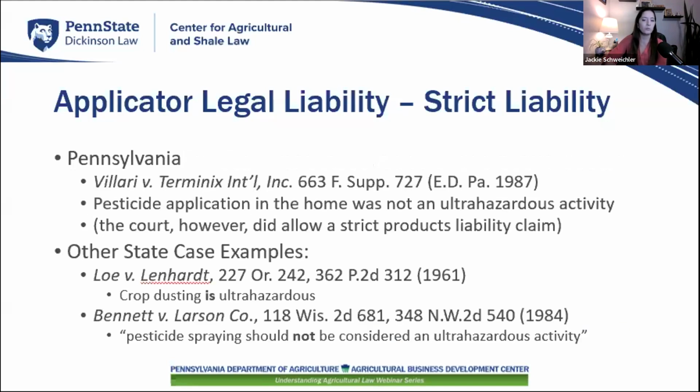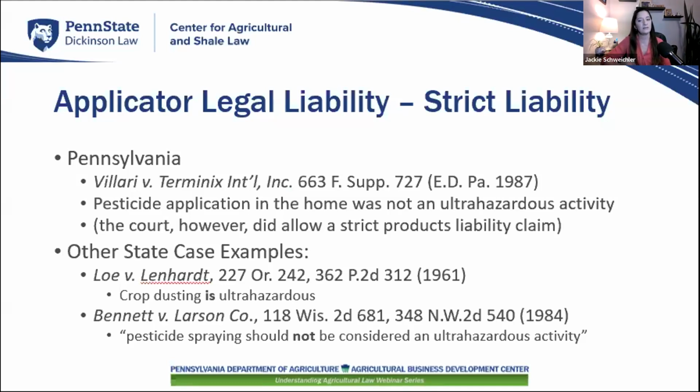In Pennsylvania, we don't have any laws that specifically define whether damages from pesticides are strict liability crimes, but we do have one court case. I have three on the slide for a reason, because the first one referenced the other two. In the first one, Valari v. Terminix, the family had hired this company to spray a pesticide because they had termites in their house, and then there were some issues.